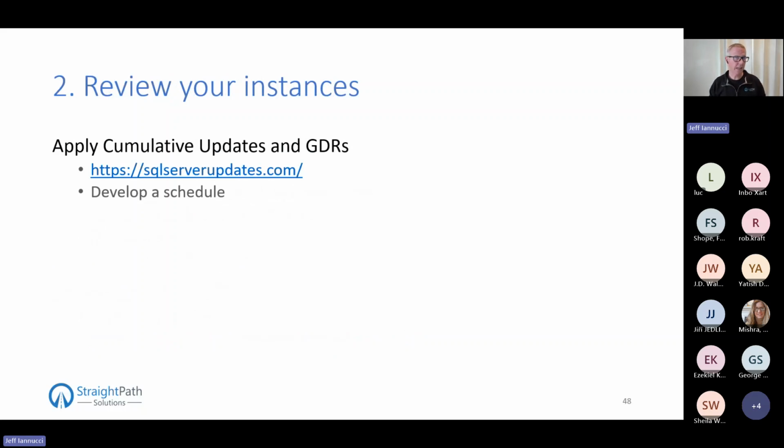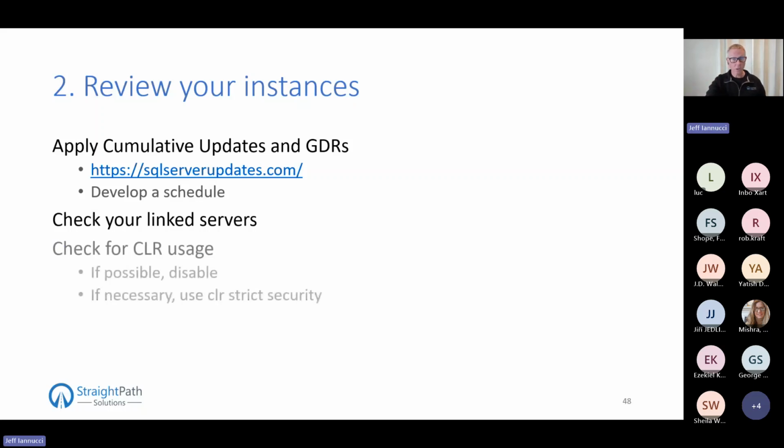Have some of these never been updated? Probably. Go look and see what the most recent updates are. Give yourself 30 days or whatever to make sure that they haven't been pulled or that you haven't seen in forums or elsewhere any issues related to them. And develop a cadence, some sort of schedule for applying those updates. Also, check your linked servers to see what kind of security context they're using, and check for CLR usage. And if possible, see if you can use CLR strict security. Test it in dev, don't just switch it in prod and break things.